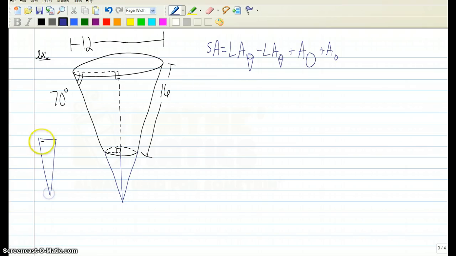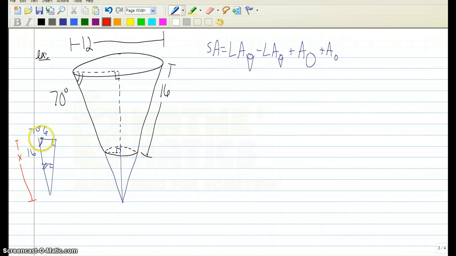We have this right triangle, angle of 70 degrees. The next radius is drawn in. That angle is also going to be 70 degrees. We have a radius of 6. This length is 16. Now, in order to find some of these lengths, we're going to have to use SOHCAHTOA because we have a right triangle with an angle given to us. I'll call this length x.